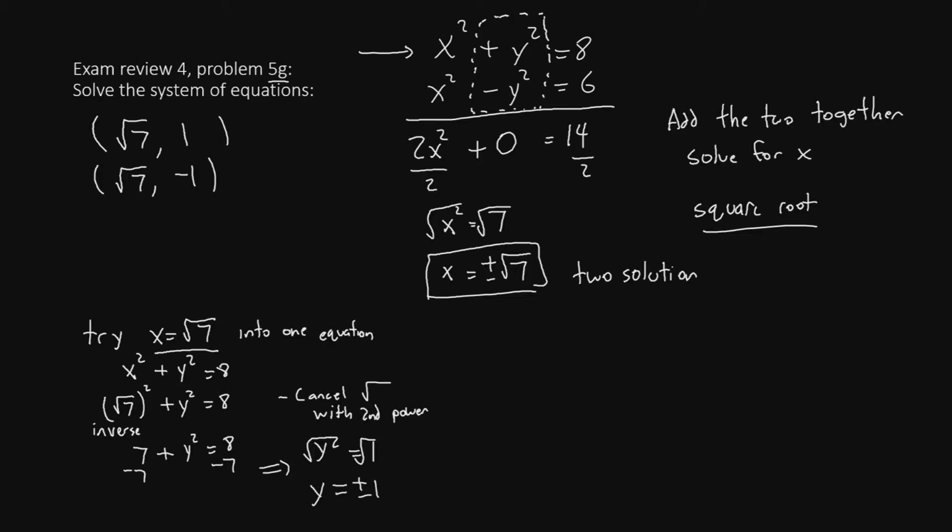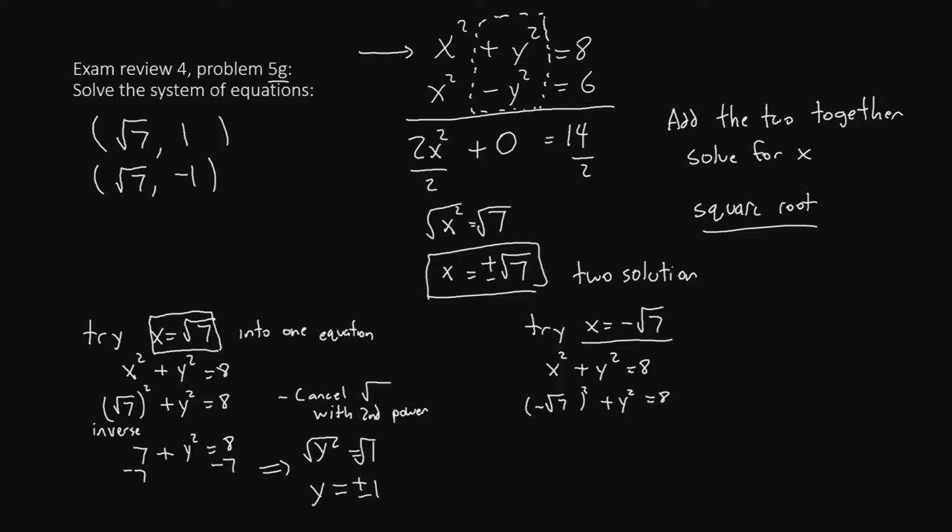However, that's not the only x we got. Now we can try x equals negative root 7. And let's put it in the same equation. Once again, we'll use x squared plus y squared equals 8. Inside of this parentheses, we place our x, negative square root 7, squared plus y squared equals 8.